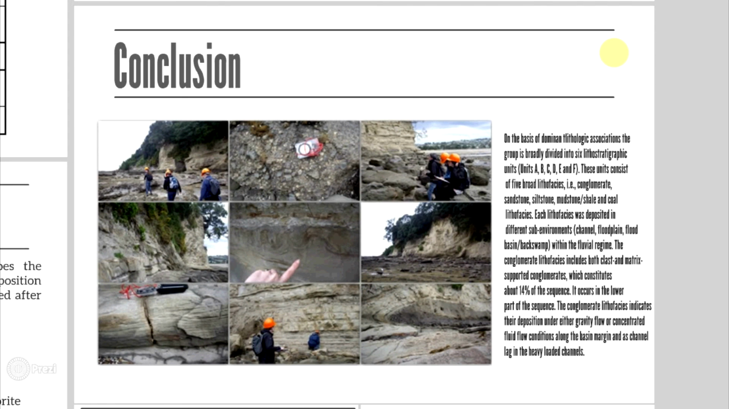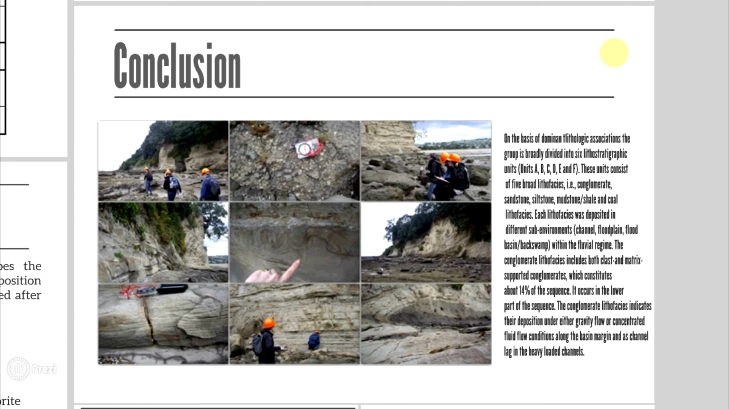Conclusion. On the basis of dominant lithologic associations, the group is broadly divided into 6 lithostratigraphic units: units A, B, C, D, E, and F. These units consist of 5 broad lithofacies: conglomerate, sandstone, siltstone, mudstone, shale, and coal lithofacies. Each lithofacies was deposited in different sub-environments, like channel, floodplain, flood basin, or backswamp, within the fluvial regime.